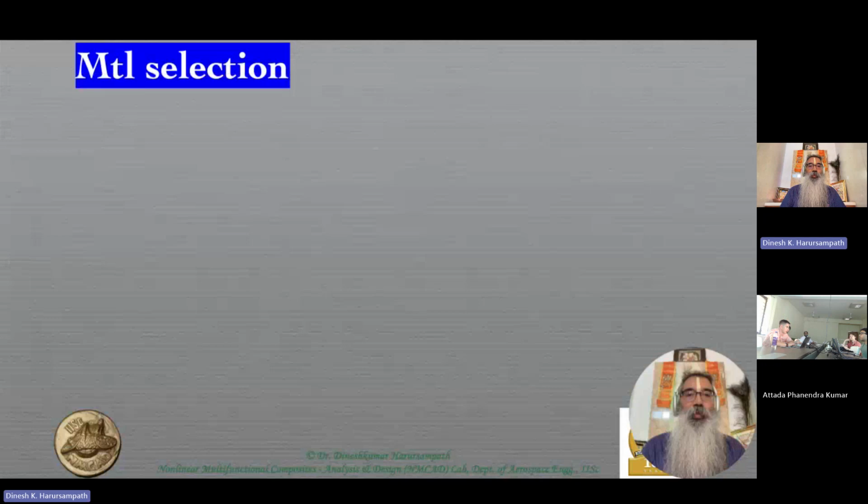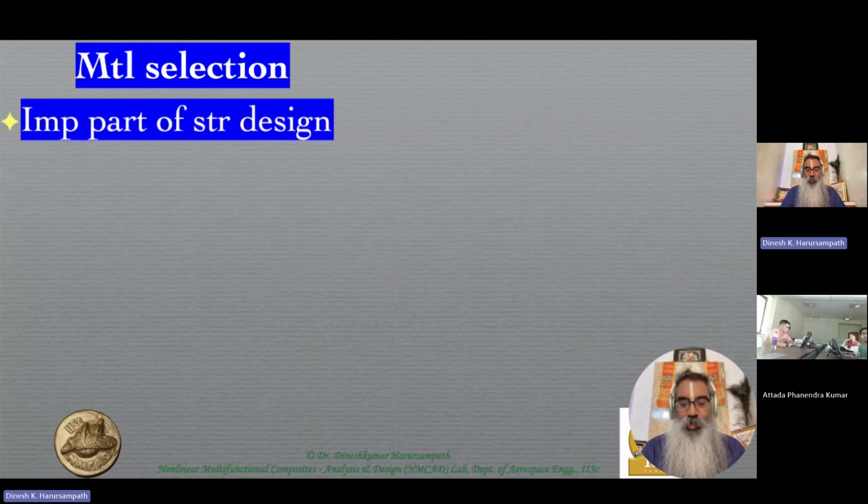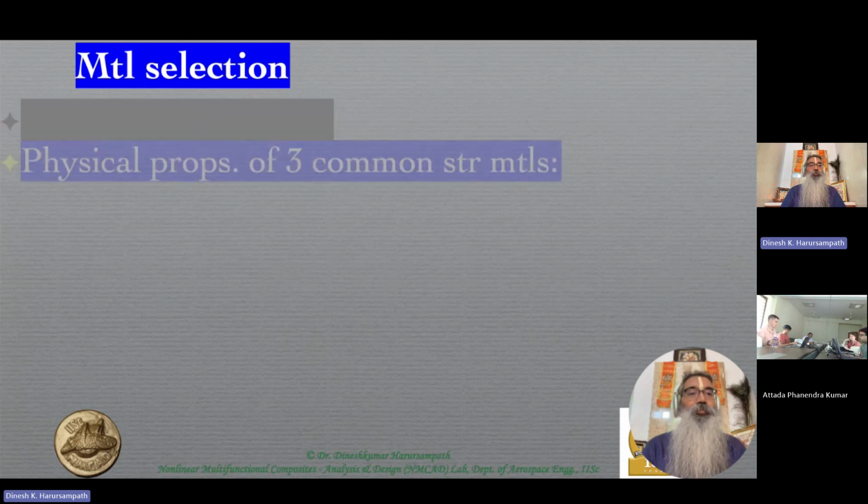Yeah, thank you. Next, let's look at the material selection aspects. As far as the selection of the material goes, as I already mentioned, it's a very important part of structural design. And for analysis, you need to know what materials are there and what their properties are. Otherwise, you'll not be able to carry out a reasonably good analysis, which gives results of any significance at all.